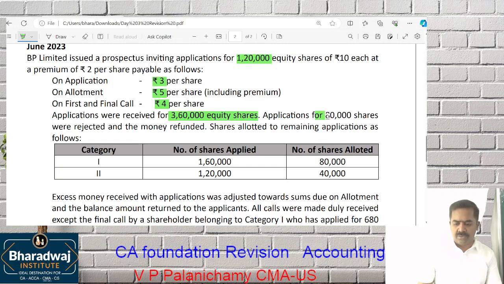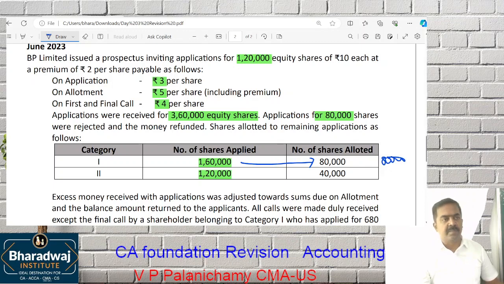3,60,000. அதில் 80,000 shares reject பண்ணிருக்கோம். For those who applied 1,60,000, we allotted 80,000. Second category 1,20,000 applied, we allotted what? 40,000. Which means this is called pro rata allotment. There is a surplus. 1,60,000 க்கு 80,000 allot பண்ணிருக்கோம். Now what is the surplus?